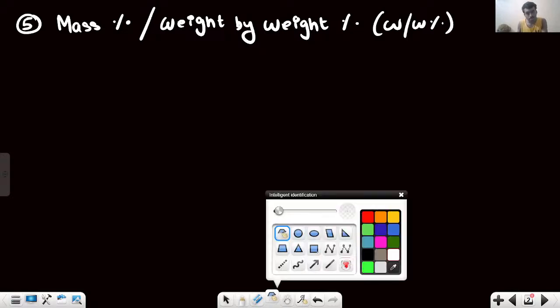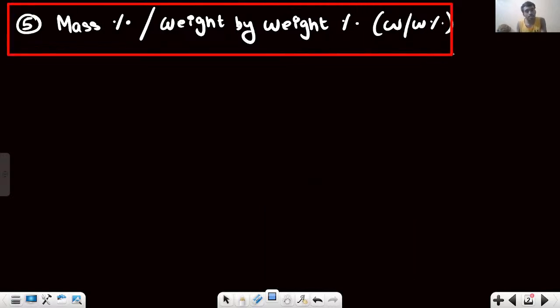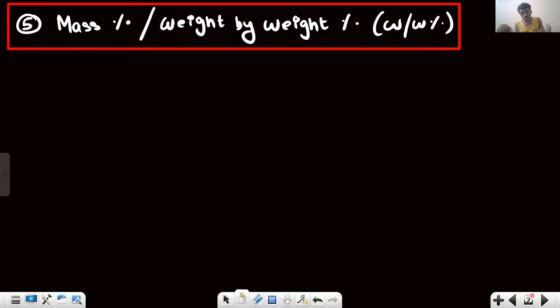So let us read. In questions you will find 20% solution, 30% solution. What does that mean? That basically means it is given mass by mass percent. That will be mentioned: 20% W by W, or W by V, or V by V, whatever. That will be mentioned in the question. So if it is talking about mass percent or weight by weight percent, that means the numerator also has weight, the denominator also has weight. So what will be the formula that will arise from here?